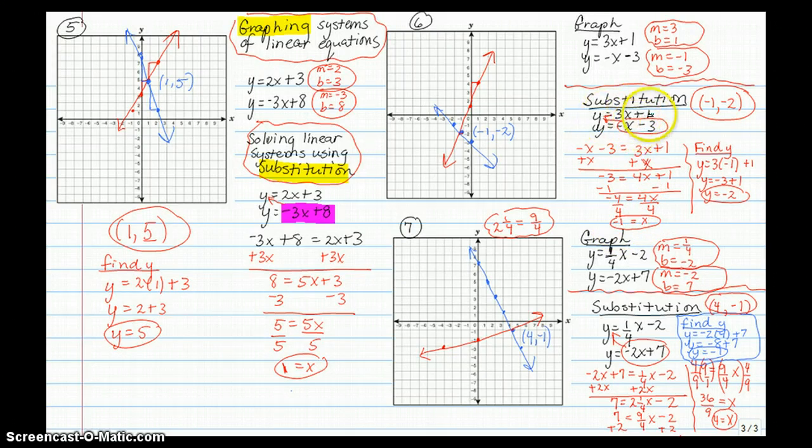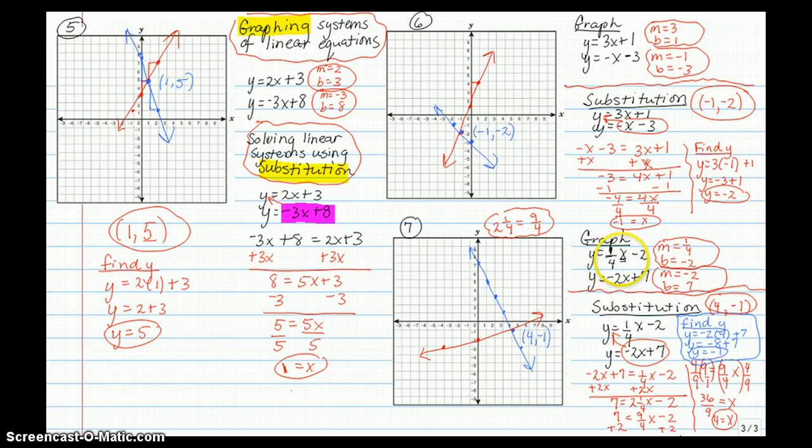I chose 3x plus 1, so y equals 3 times negative 1 plus 1. y equals negative 3 plus 1. y equals negative 2. So your ordered pair is x is negative 1, y is negative 2, negative 1, negative 2. It matches up with your graph exactly.